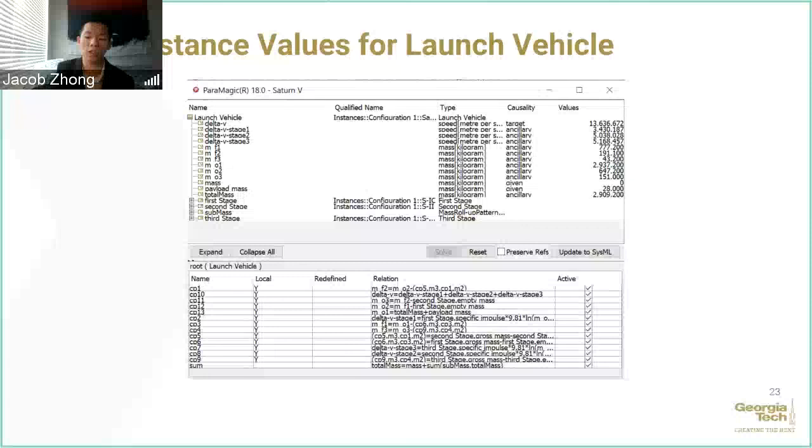All these parameters are solved using the parametric solver, which uses those parametric constraint blocks and parametric diagrams in order to propagate the values through. Each parameter has a causality, either given, ancillary, or target. So you can change the given parameters in order to get different target values without having to rerun analysis or redo all the parametric diagrams. That's one of the benefits of using this model-based approach. That's the end of my presentation. Are there any questions?